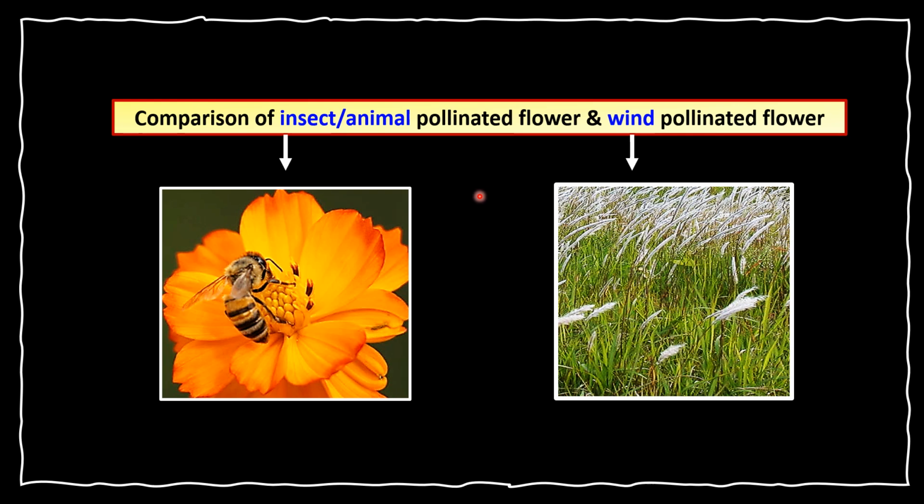So we've already discussed the formation of the pollen grain, which will later contain the male gametes, and also the formation of the embryo sac, which contains the female gamete. Now let's continue with a comparison of insect or animal pollinated flowers, such as this flower that's very brightly colored, and the wind pollinated flower, such as the flower of lalang, which is a type of weed or grass. This is also discussed in your textbook, so it's quite important.